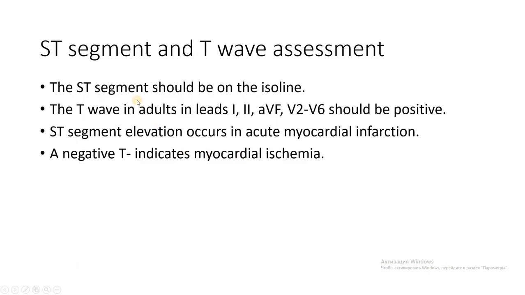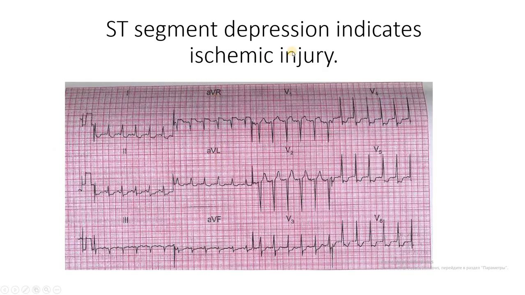ST segment and T wave assessment. The ST segment should be on the isoline. The T wave in adults in leads 1, 2, AVF, and from V2 until V6 should be positive. ST segment elevation occurs in acute myocardial infarction. A negative T indicates myocardial ischemia. ST segment depression indicates ischemic injury.